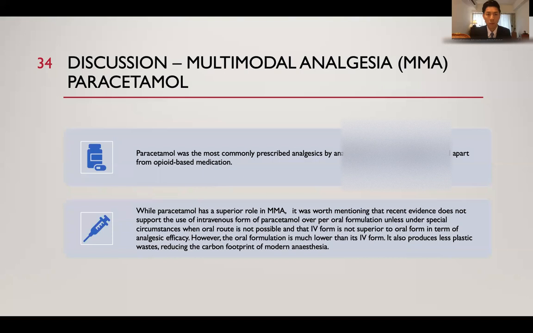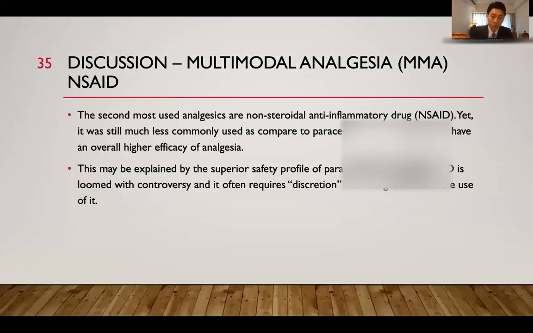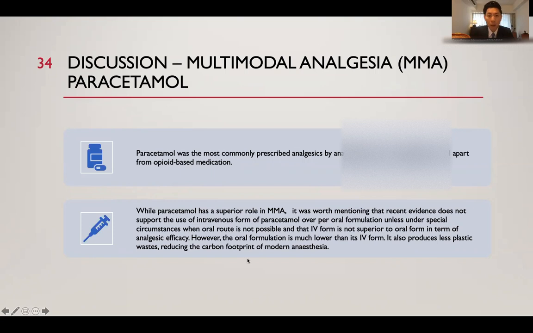Again, here I'll discuss paracetamol. We often use paracetamol. It's used very frequently, as you can see. But how are we going to give it, and what formulation? What route are we giving it? Do we give it IV or per oral? Actually, recent evidence shows that there is no difference. Oral is as good as IV. But of course, in a clinical setting, if the patient is under general anesthesia, it leaves us no choice but to give it IV.